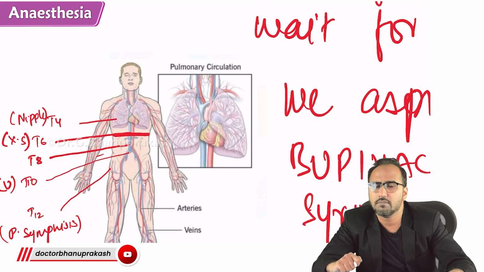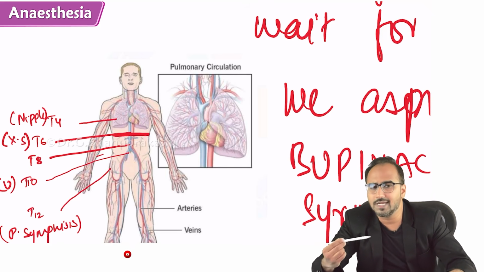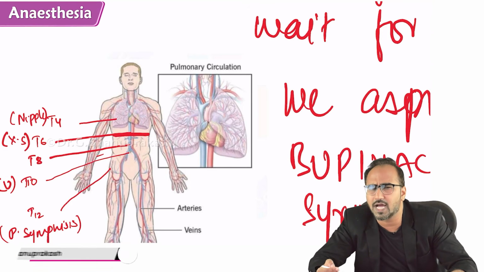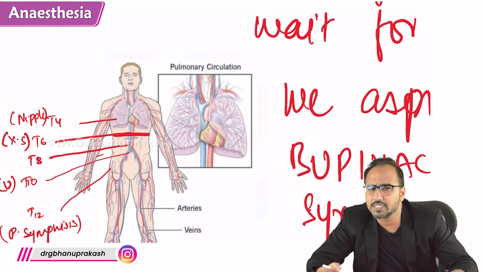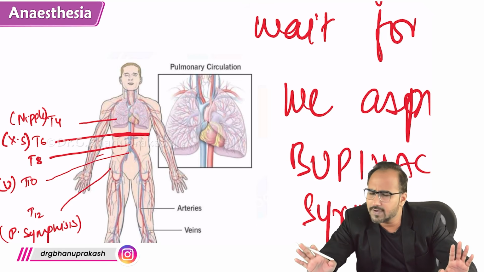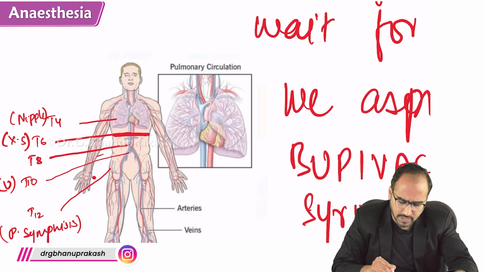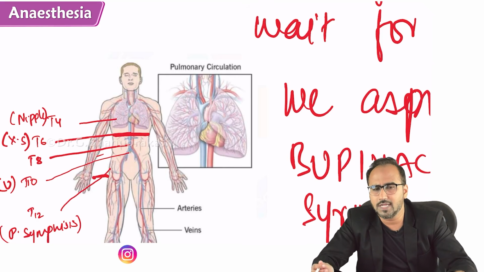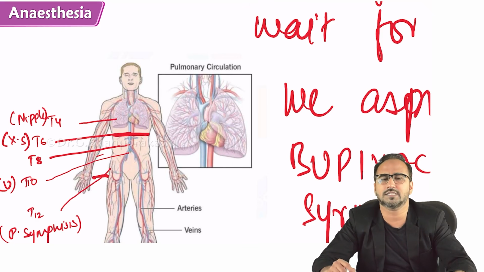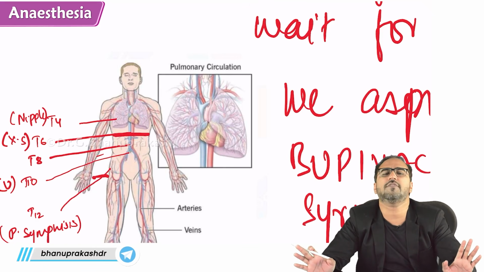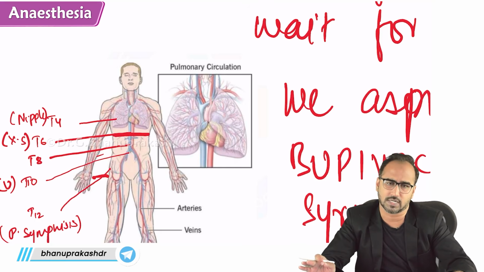By asking the patient, or by taking a needle and scratching it near the pubic symphysis. Ask the patient, are you having pain? Patient says, doctor, I don't have any pain. If he is not having pain, that means T12 is blocked. Then scratch near the umbilicus and ask again. Patient says, doctor, I don't have pain. That means T10 is blocked.